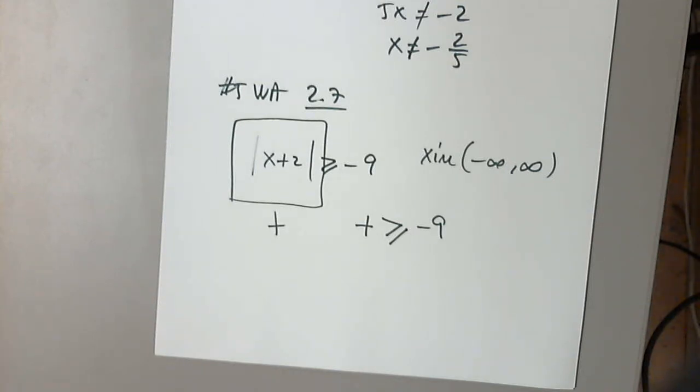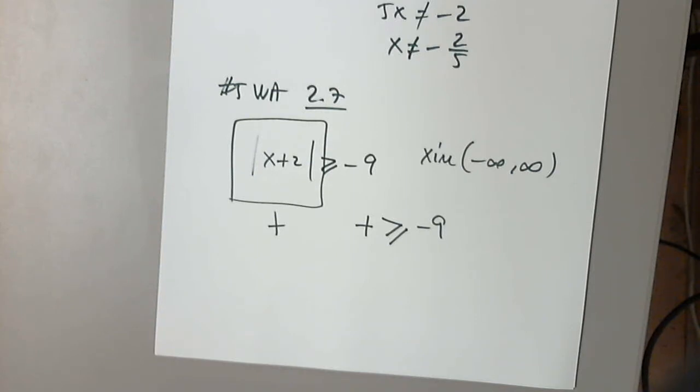-12. Okay, -12 plus 2 is -10. The absolute value of -10 is 10. Is 10 greater than or equal to -9? No matter what you pick. That's it. Very good questions, both of you. Thank you. Anything else? Yes, please.